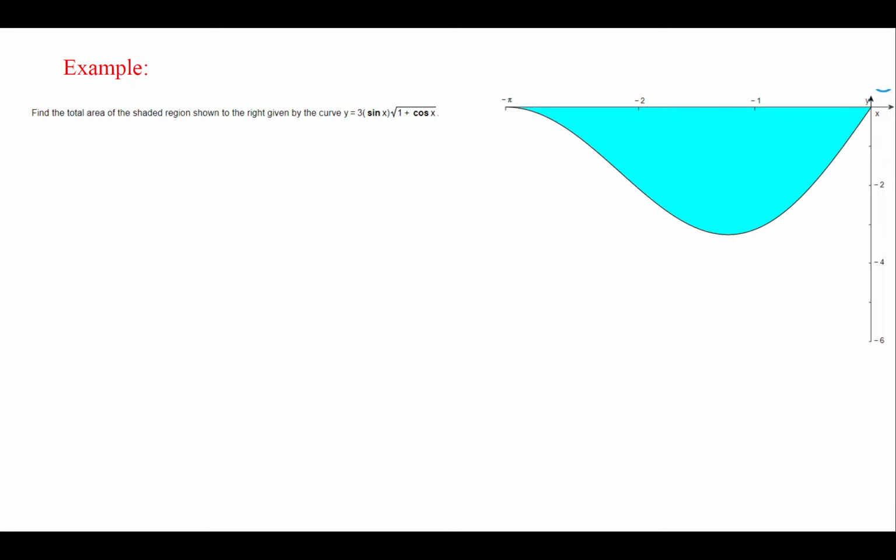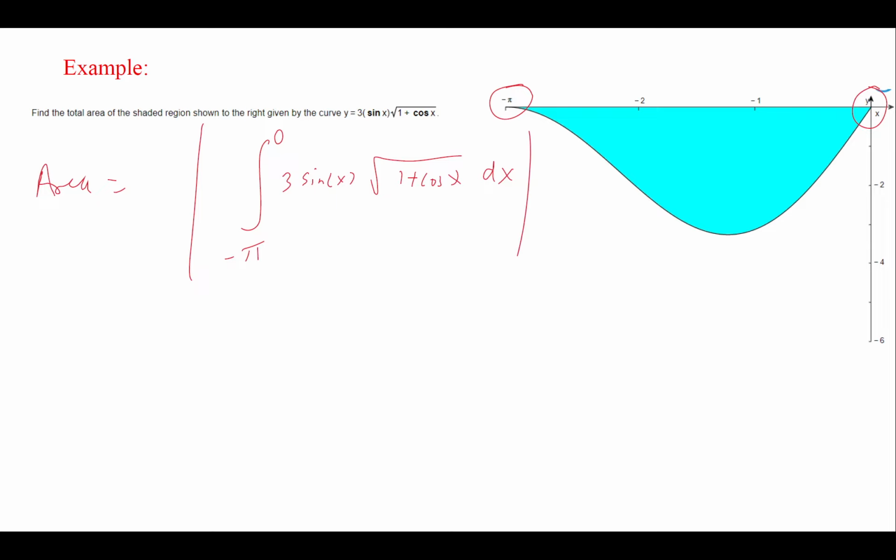Okay, we would like to find the area of this shaded region here by finding the integration. So we know this region is below the x-axis. So if we find the integration from negative pi, which is coming from here, going up to 0 of this function, which is 3 times sine x square root of 1 plus cosine x dx, it will be the negative of the area. So the area will be actually the absolute value of this integration. Absolute value means if it's negative, make it positive.